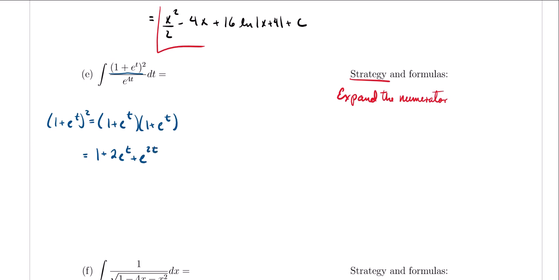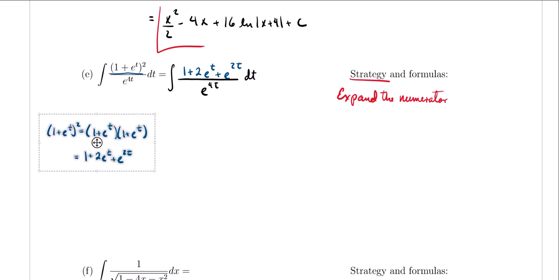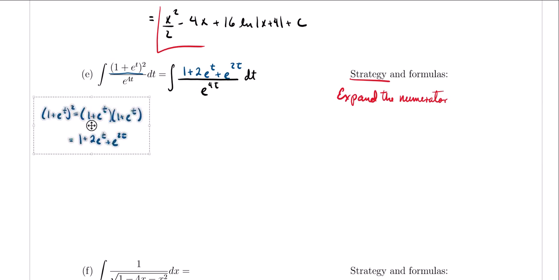Okay, so rewriting our integral, we're going to have the integral of 1 plus 2 times e to the t plus e to the 2t divided by e to the 4t. So what can we do now? Can we go ahead and maybe use a u substitution? Could we integrate it right now as it is? Well, maybe you realize that, hey, it looks like we can actually use another strategy. That other strategy here is to separate the numerator.